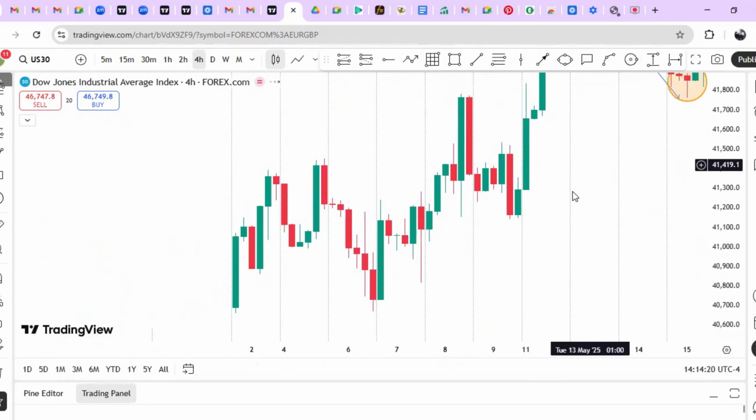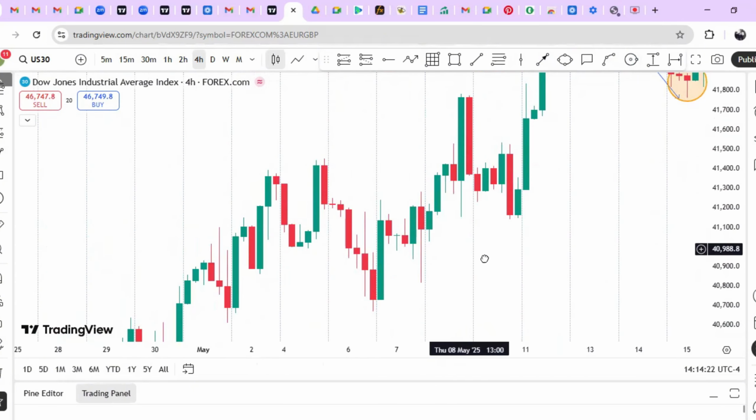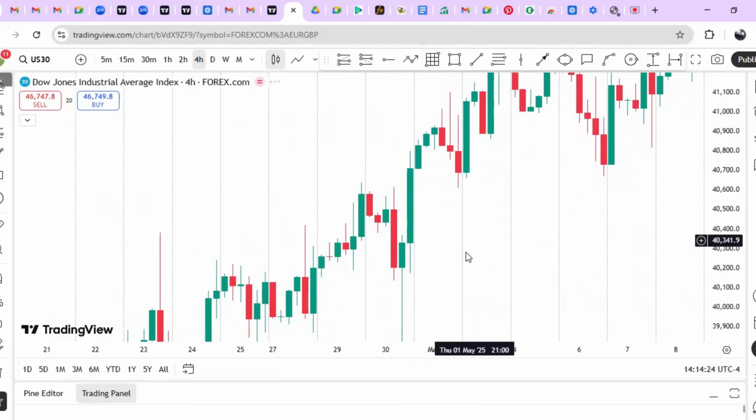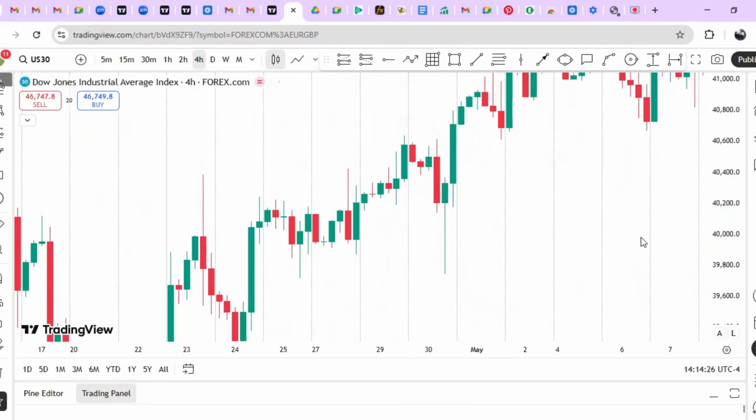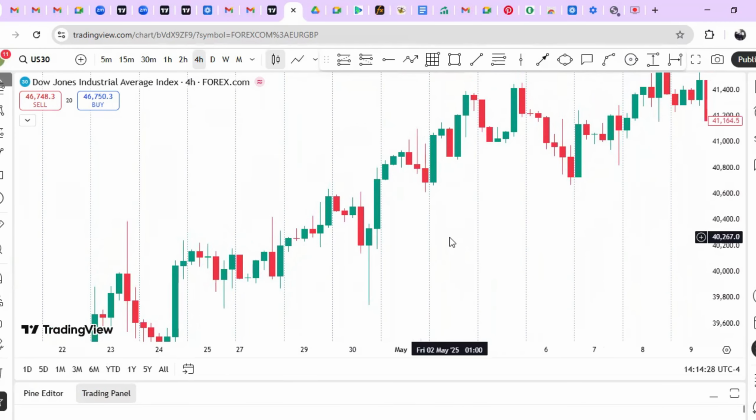So these candles are the candles that basically move the markets. You don't need to know everything about Forex. You just need to know what is necessary. You need to know what is necessary and what will give you profitability.